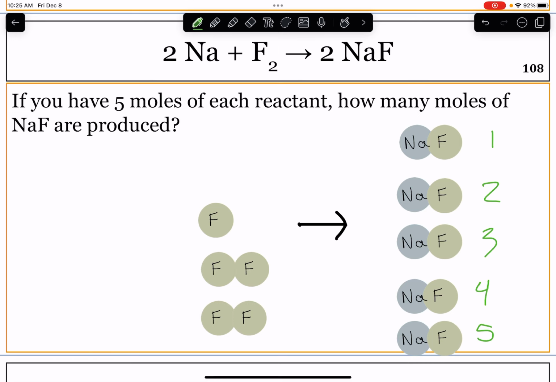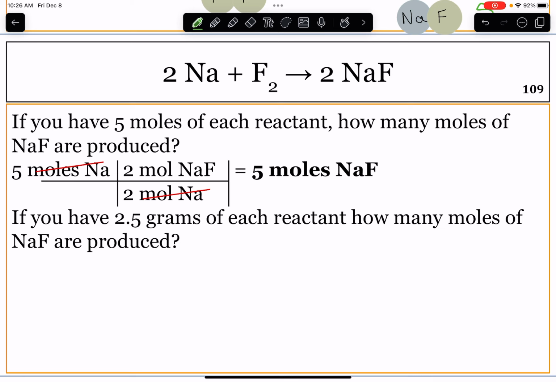No, we don't have just half a molecule of diatomic fluorine, but we do have half a mole of diatomic fluorine left over. So here's the math of how this would work. Once you figure out that sodium is the limiting reactant, we use sodium in the problem. The 5 moles of sodium is what we get to completely react, so that's the one we start with. We only get to start with the amount that gets completely reacted. The mole ratio is 2 moles of sodium to 2 moles of NaF.